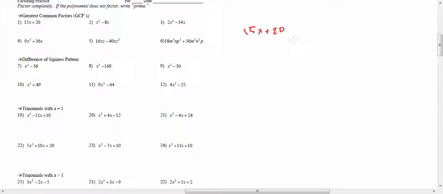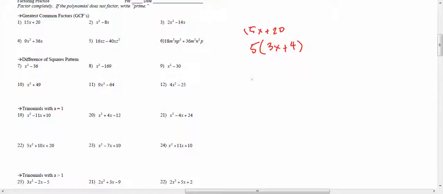We're just pulling out as much as we can, simplifying it before we have to do that crazy double parentheses thing. I'm going to pull out a 5. If I pull 5 out of 15x, what am I left with? By pulling 5 out, I mean dividing. 3x. If I pull a 5 out of 20, I'm left with 4. Good. That's factored. We good?